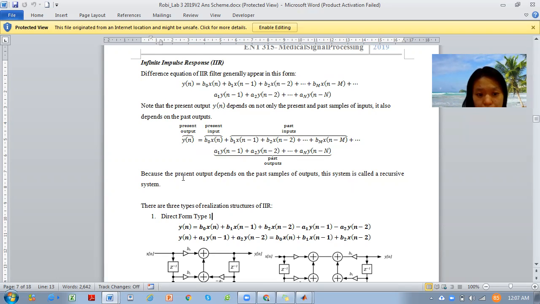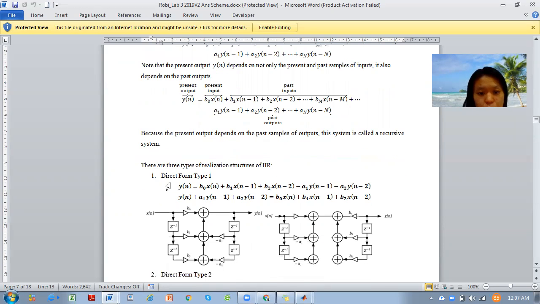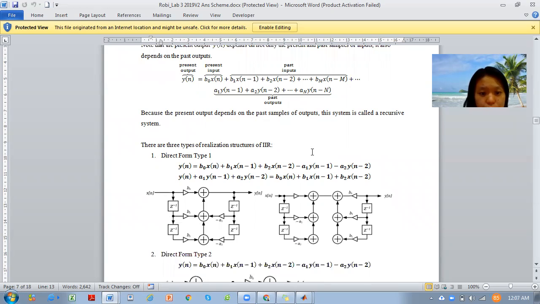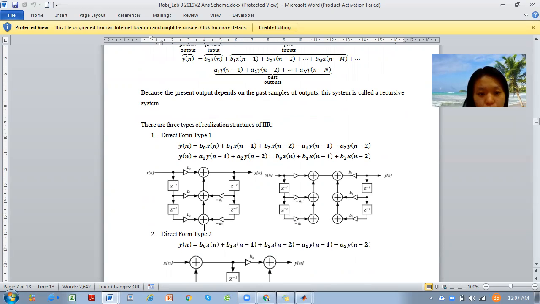Because the present output depends on the past samples of the output, we call the system a recursive system. Normally we will draw an IIR filter using direct form 1, where they share a summation. They are sharing the summation. So this is how we draw it.